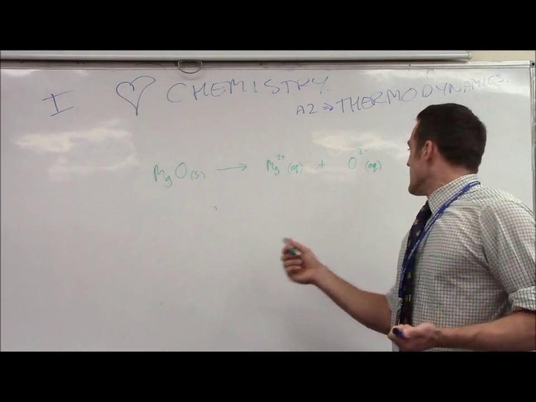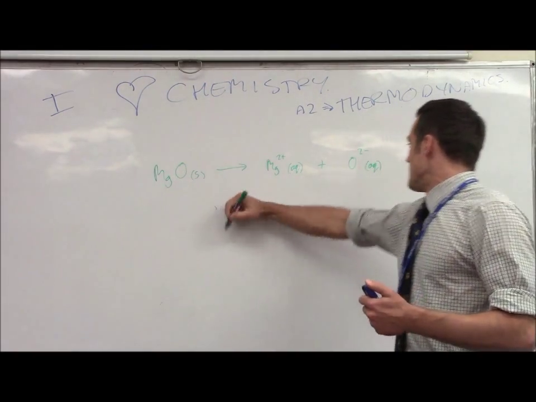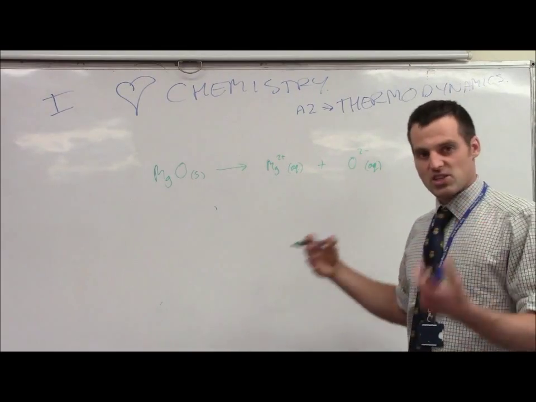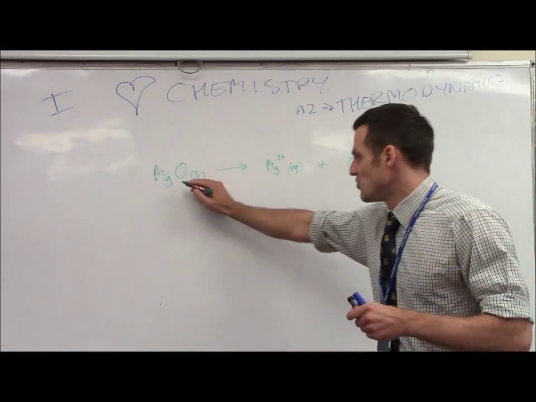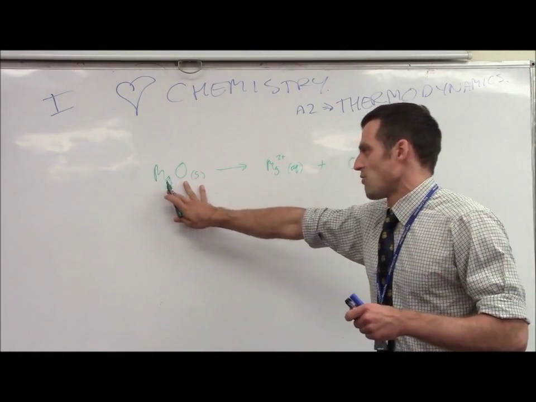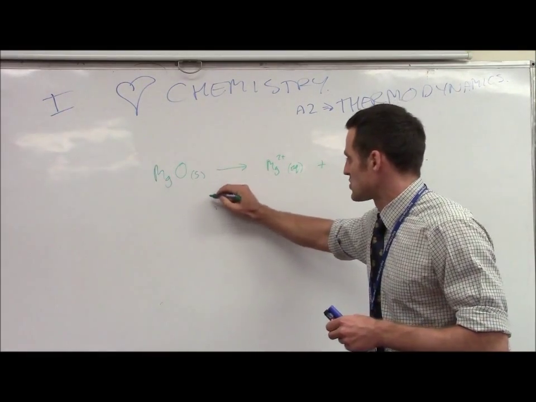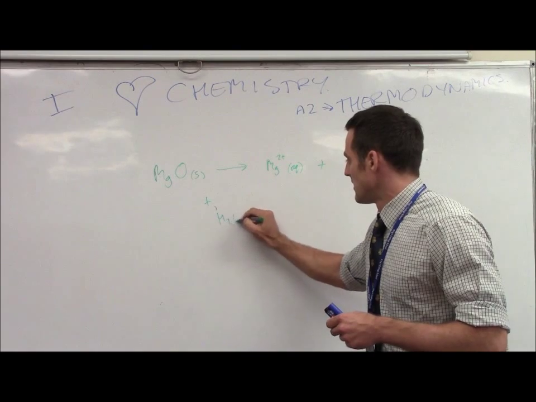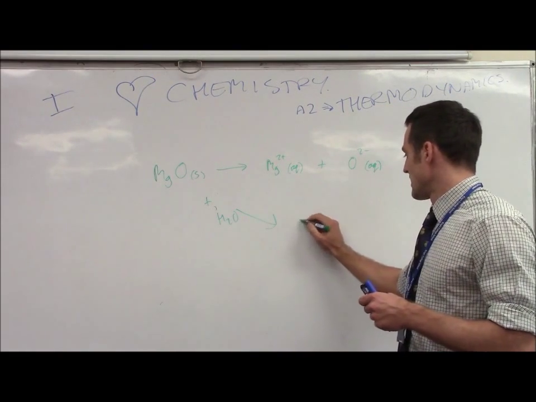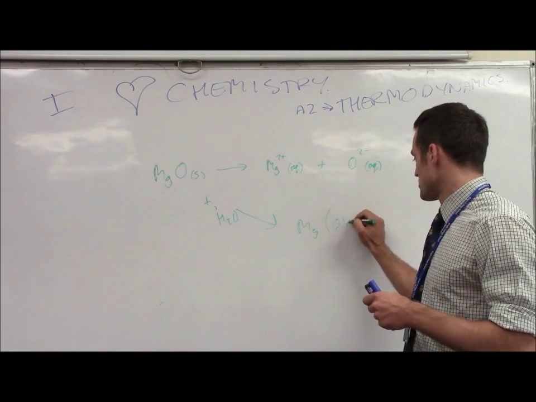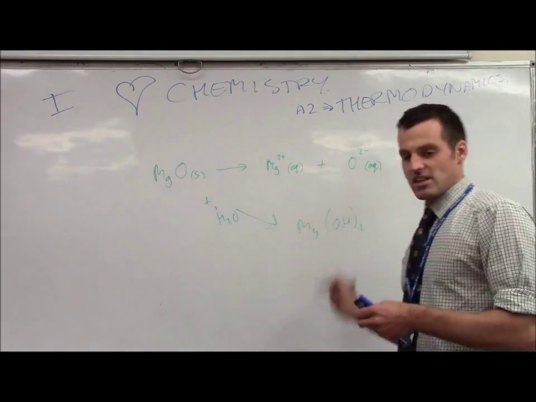And actually, it's because this will react with the water to make 2 hydroxide ions. So really, when you dissolve magnesium oxide, it doesn't dissolve straight, just like this. It reacts with the water instead to make magnesium hydroxide. So that's the key to the question there.